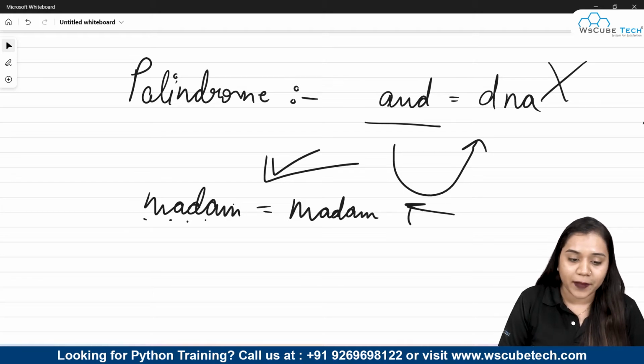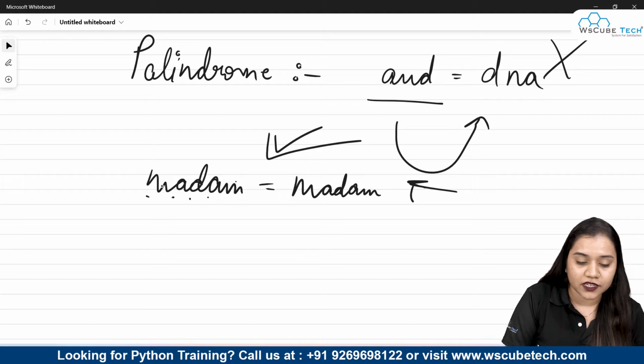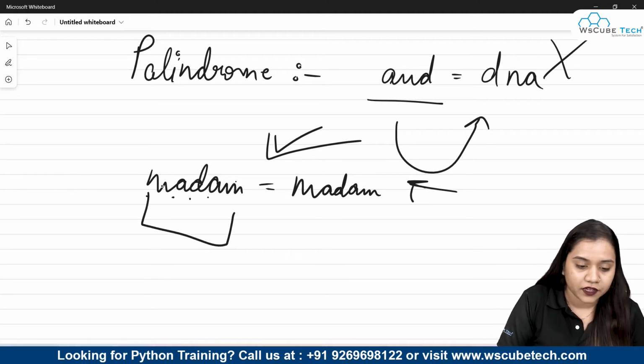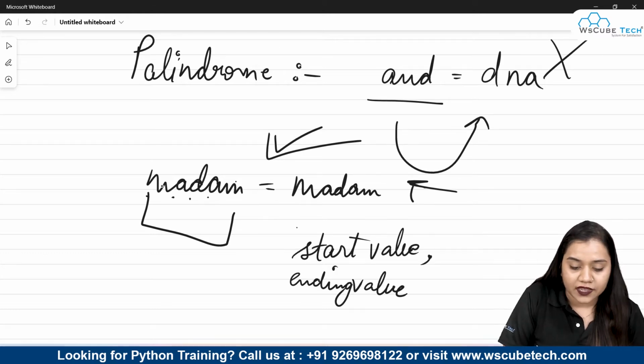Now, how to find the palindrome? In the string, we have a method of slicing. How does this slicing work? Let's understand this with the help of an example. I'll take the same word madam over here, and if I want to slice it and I want to go reverse of it, then in that case, I'll be taking three parameters over here. That is the starting value, comma, the ending value, and lastly the step in between. Okay, these three things I'll be taking care of.